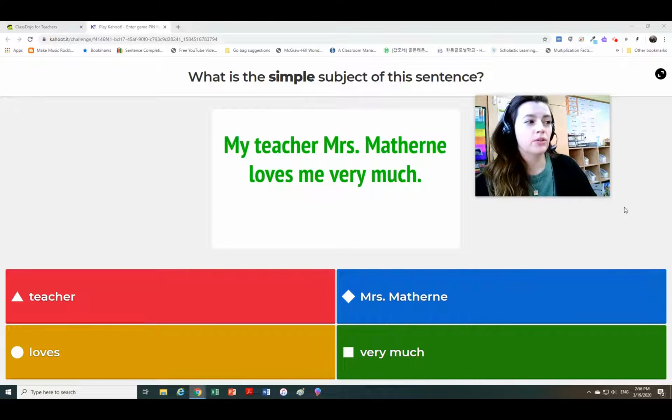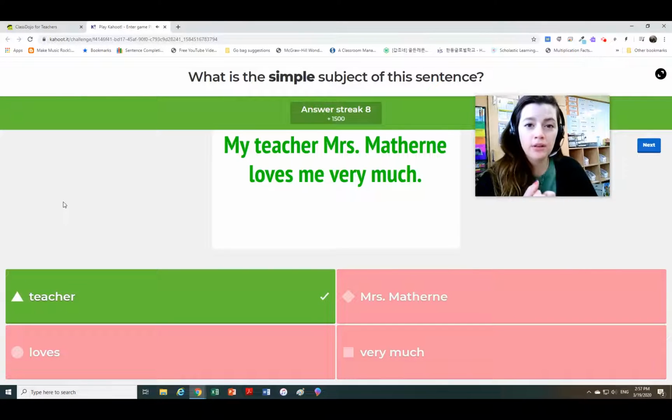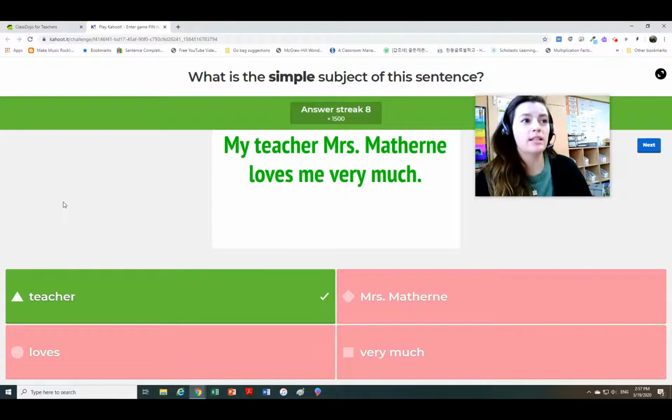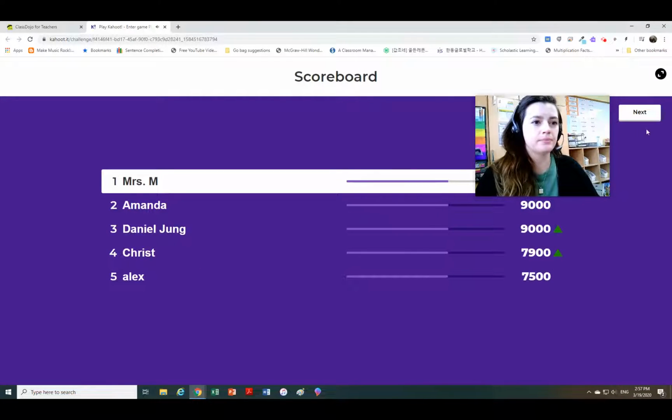Okay. If you put teacher, you are correct. Now, if you put Mrs. Mathern, that is part of the subject, but to say my name is like an extra detail. The most simple form is teacher, because what is Mrs. Mathern? I'm a teacher. So teacher is the simple subject of the sentence. I hope you got that one right. If you didn't, it's okay, but mark it wrong. Okie dokie.